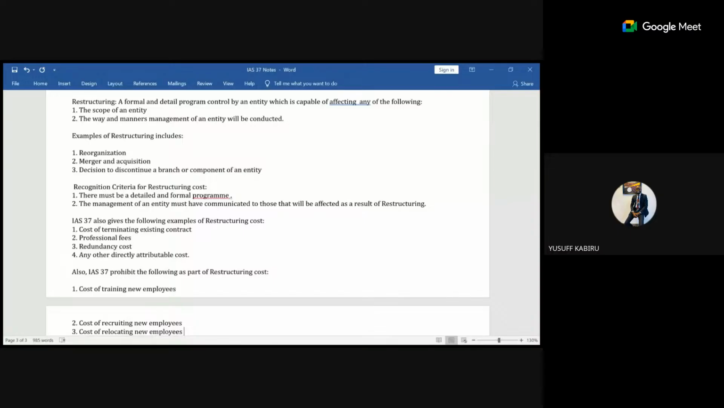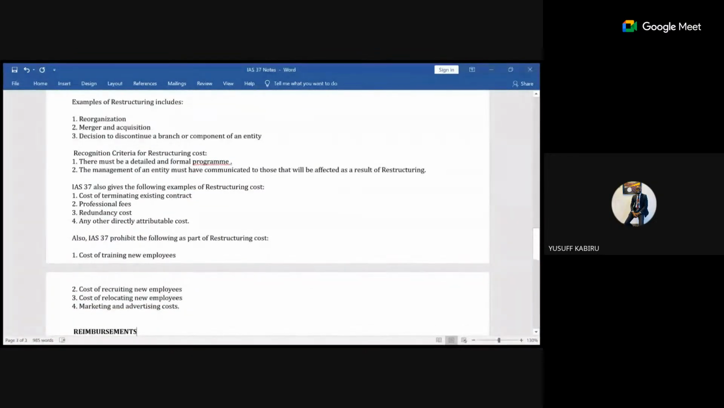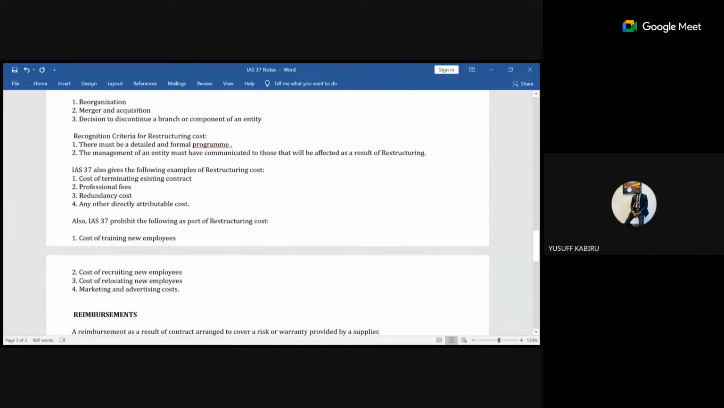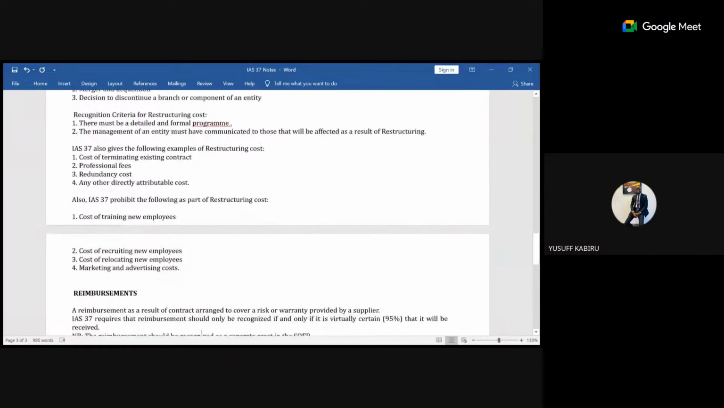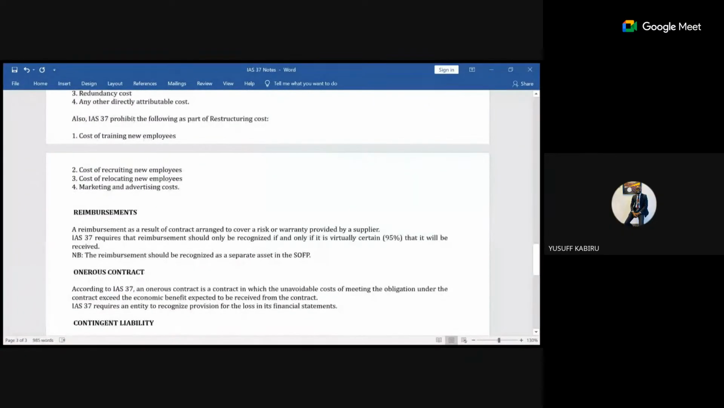So don't make provision for cost of training new staff, cost of recruiting new staff, cost of relocating staff, marketing costs. So all these costs, they can just paint a scenario and they will now ask you to recognize which one should be a restructuring cost and which one is not a restructuring cost. Now, then we have reimbursement. Let's move on. Reimbursement.